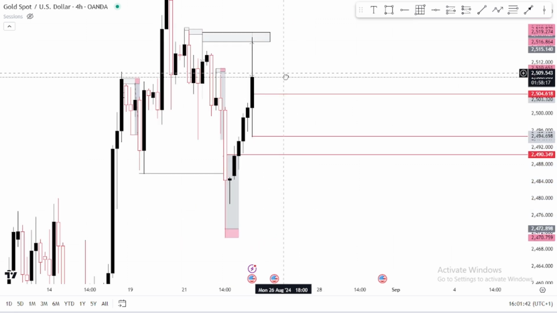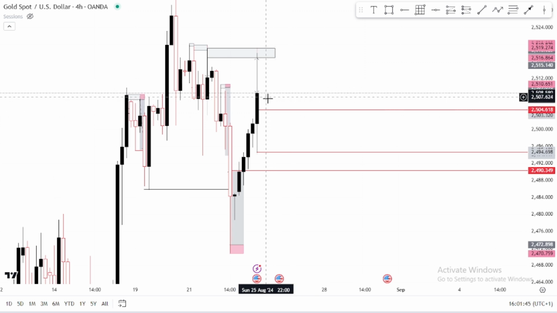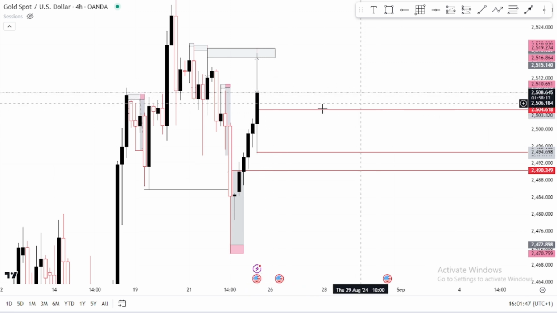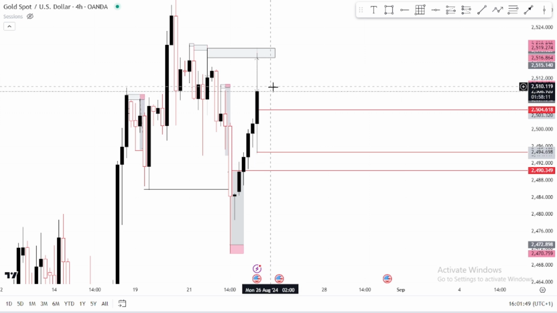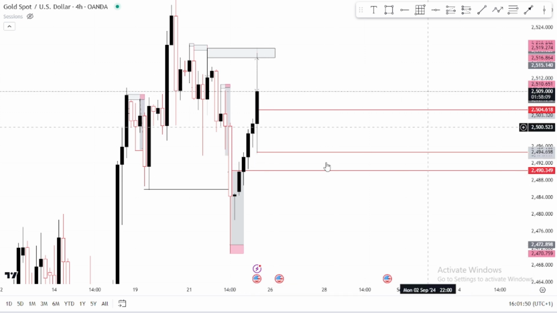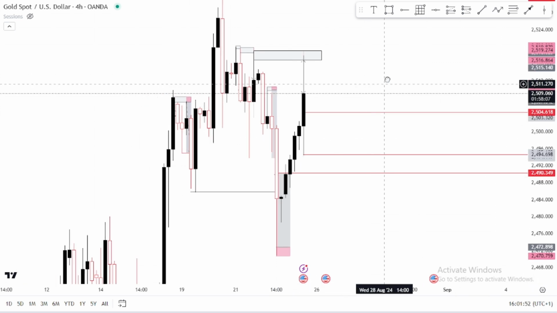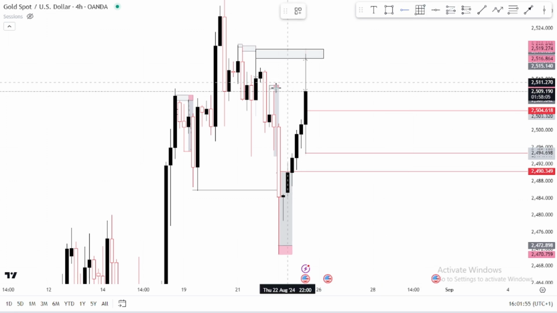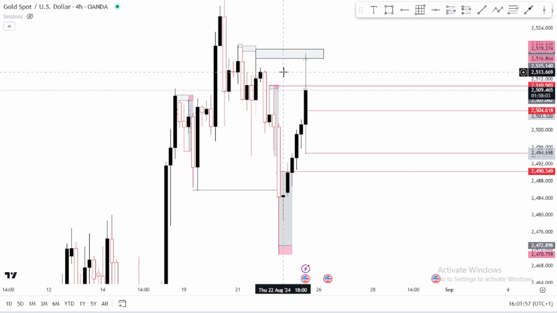So I'm already in this particular short trade. The reason why I entered against the trend is just because this is a 4 hour time frame candle, and price ended up breaking this particular high. This is one of the things I always like to explain to my students.